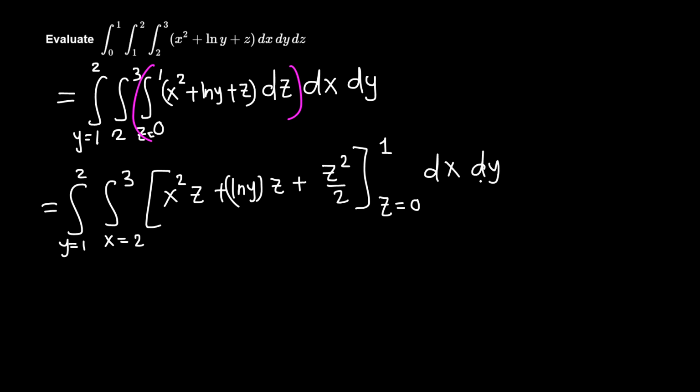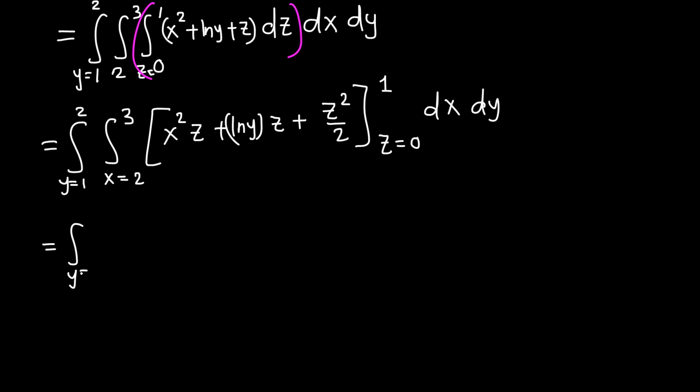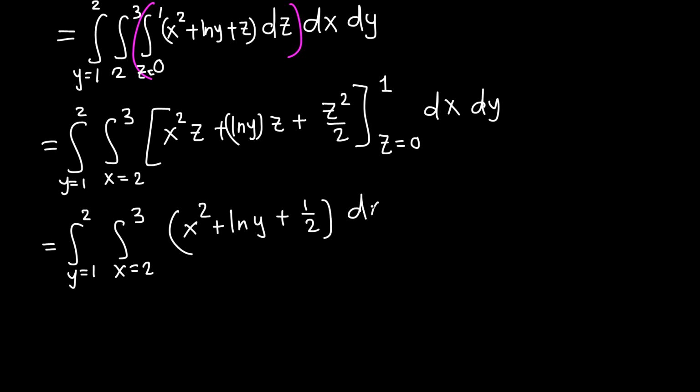And we want to evaluate this for g equals 0 through 1, dx dy, y from 1 through 2, x from 2 to 3. Let's plug in upper limit g equals 1 and lower limit 0. So x squared times 1, just x squared, plus ln y times 1, just ln y, plus 1 squared over 2, 1/2, minus the lower limit g equals 0, which makes everything 0. So the lower limit has no contribution, and we have just this function with 1/2, dx dy.